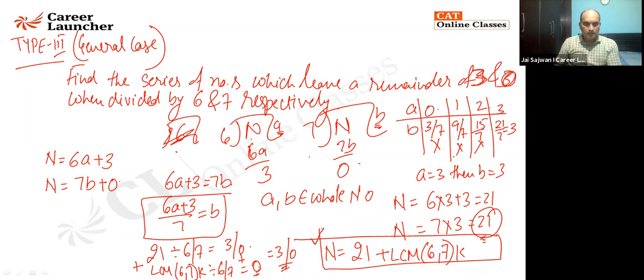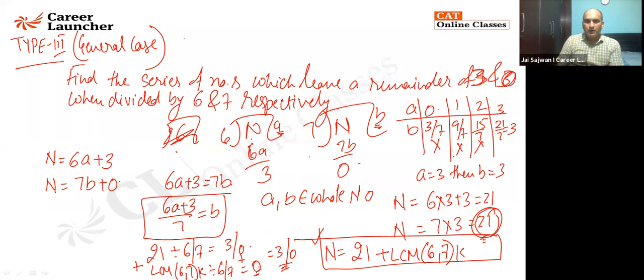Is this clear? LCM wala. You know the first number is coming out to be 21. 21 is a common number which satisfies both the criteria that when divided by 6 leaves a remainder of 3 and when divided by 7 leaves a remainder of 0. यहाँ तक मुझे मालूम है पारुल चौधरी, it must be clear.